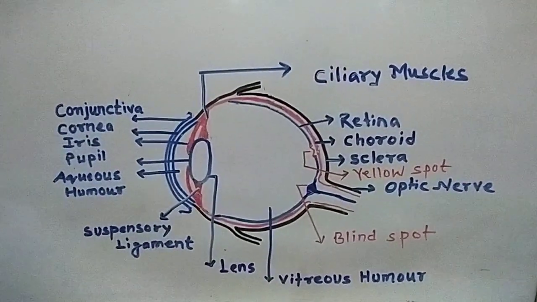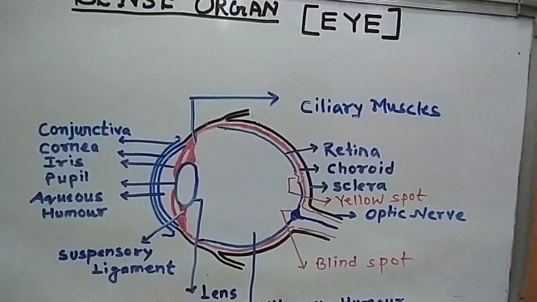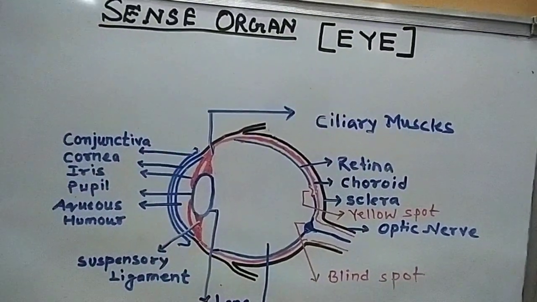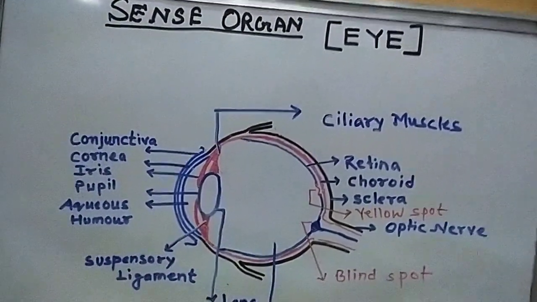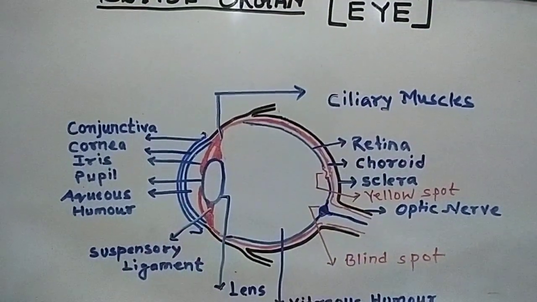Then the structure called the lens. The lens is a transparent, flexible, biconvex, crystalline body that is held by fibers called the suspensory ligament and the ciliary body. Now, there are two chambers of the eye. One is the aqueous chamber and the other is the vitreous chamber.